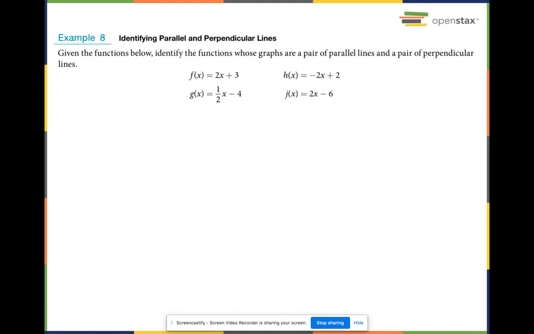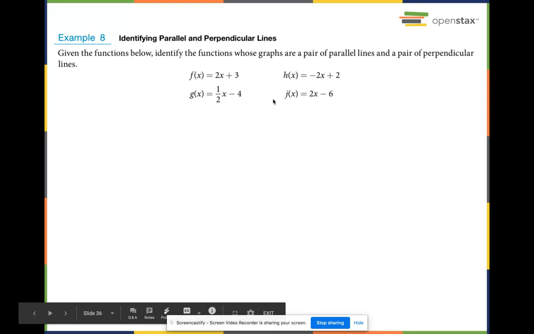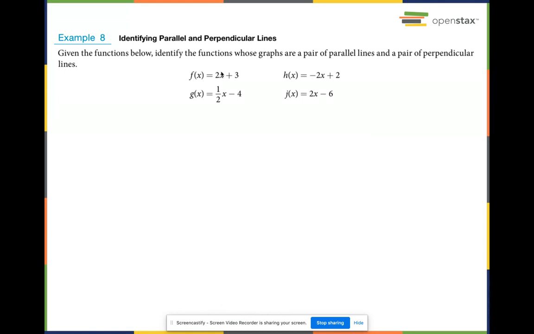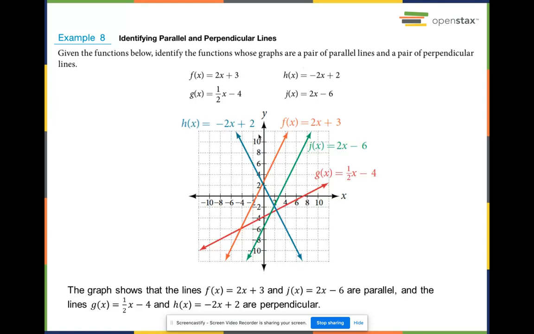So let's identify just from some equations which lines are parallel and perpendicular. So think for just a minute, which of these are going to be parallel and which will be perpendicular. They're all in slope-intercept form, which makes it very handy because we can just see what the slopes are. Let's see, these two, f of x and j of x, both have slopes of 2. And this is 1/2, negative 2. Those are negative reciprocals of each other. So the h and g must be perpendicular. Let's take a look. F is the orange and J is the green. Sure enough, those are parallel. And then here's H and here's G. They are perpendicular.